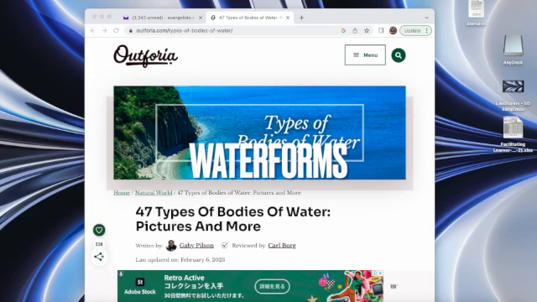Today we're going to discuss and revisit the different water forms of our planet Earth.